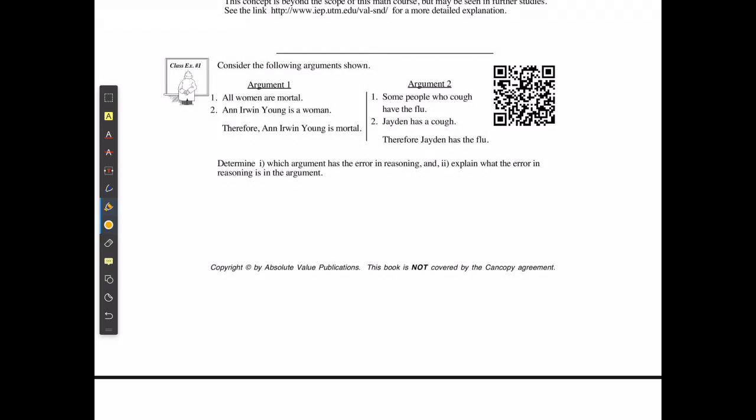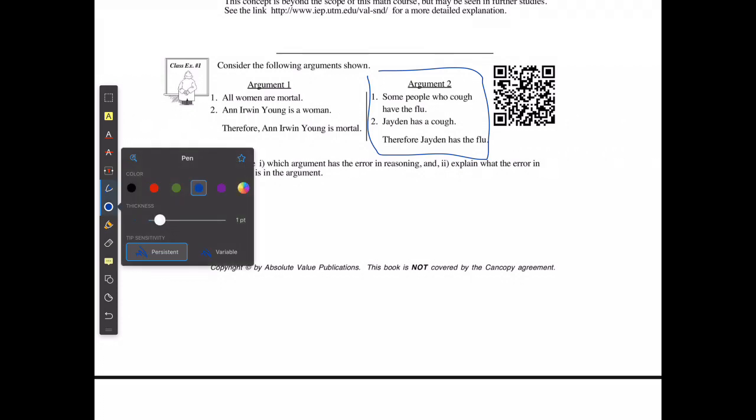For argument 2, some people who cough have the flu. Jaden has a cough, therefore Jaden has the flu. So first off, which argument has the error in reasoning, and what is the error in reasoning? Well, I mean, it shouldn't be too hard to pick out. The error in reasoning is argument 2.